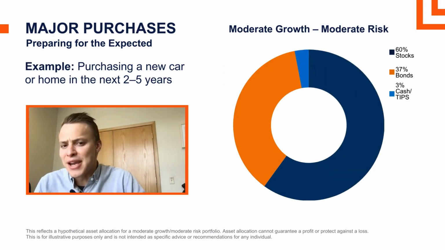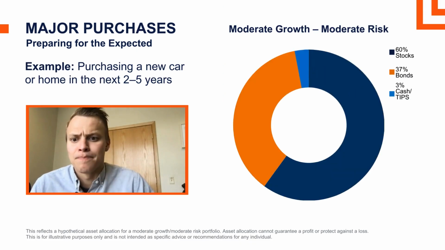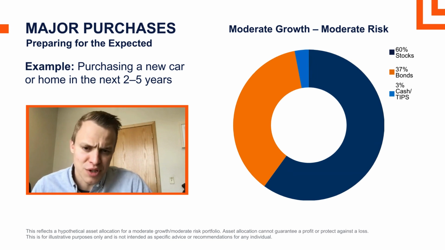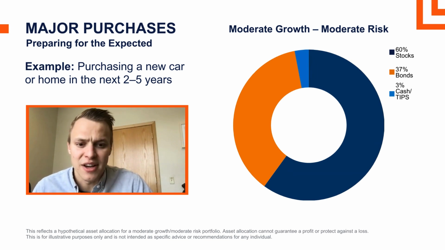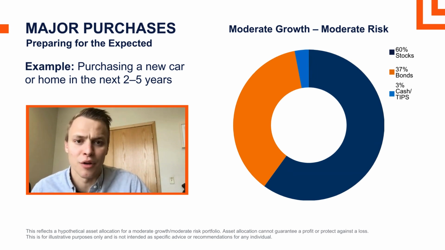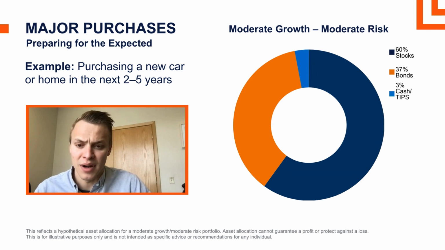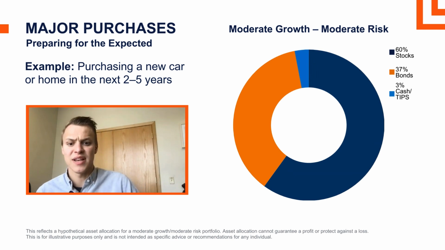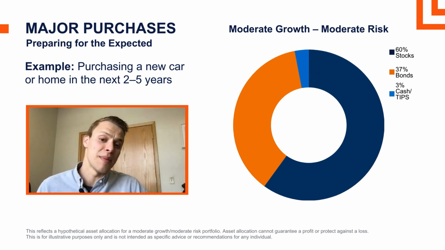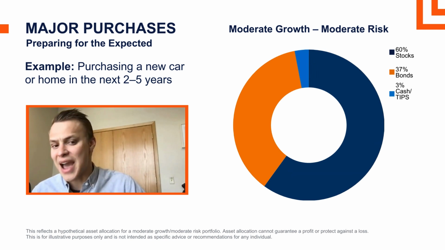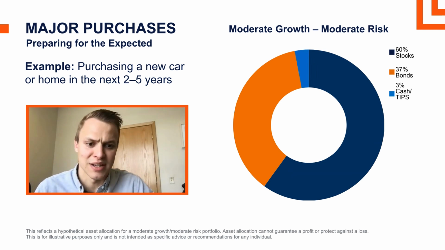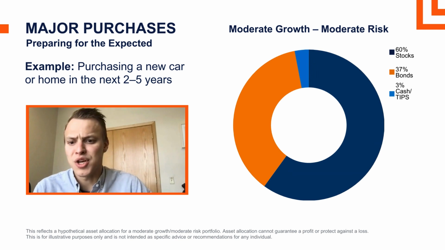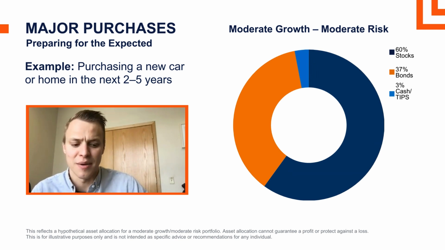Let's talk about a major purchase. If you are planning to make a major purchase like a home or a car in the next 5 years, you may want to consider a moderate growth portfolio. In this hypothetical example, 60% of your money is invested into stocks and 37% into bonds. The remaining 3% is allocated to cash and Treasury Inflation Protected Securities, or TIPS, which are bonds issued by the US Treasury to help guard against inflationary impacts.